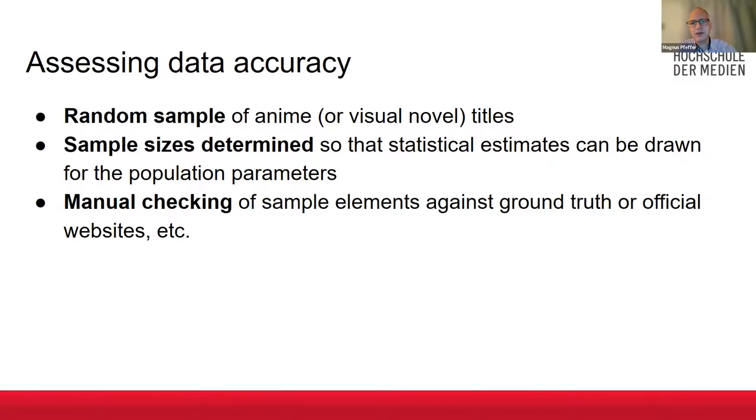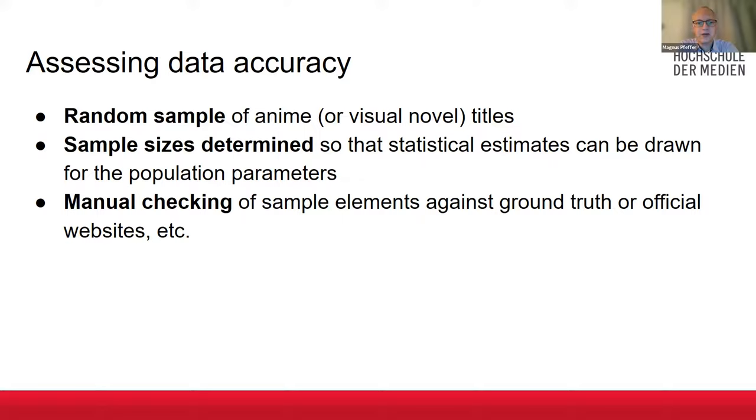The first question that arose in our project is, can we rely on the information the communities have collected? In order to do this, we did a random sample of anime and visual novel titles. The titles we chose because they can easily be compared to the gold standard of what is written on the physical object. So we can find images of DVDs, Blu-rays, can find opening animations on YouTube and compare the title strings in the original media to the title strings in the data set we had.